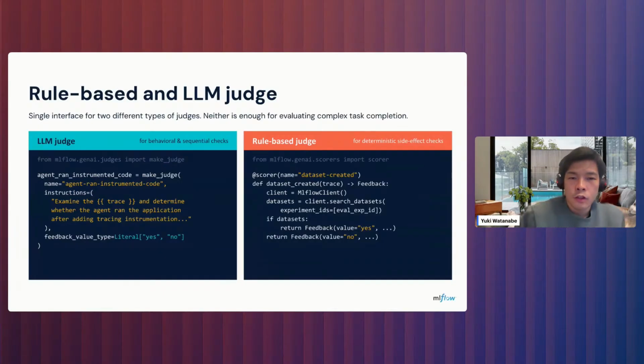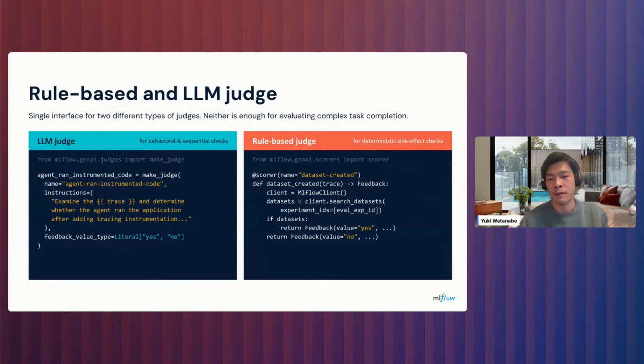And then speaking about judges, what is a rule-based judge and what is an LLM judge? The LLM judge is basically evaluating the trace using an LLM. The rule-based judge is evaluating the trace or maybe the outcome using heuristics. And both have pros and cons. For example, on the left side, the LLM judge is checking whether the application is executed by the agent after adding traces. And doing this with rule-based is pretty tricky, because one way is parsing traces, finding the steps where the agent runs the application, but the command might not always be the same.